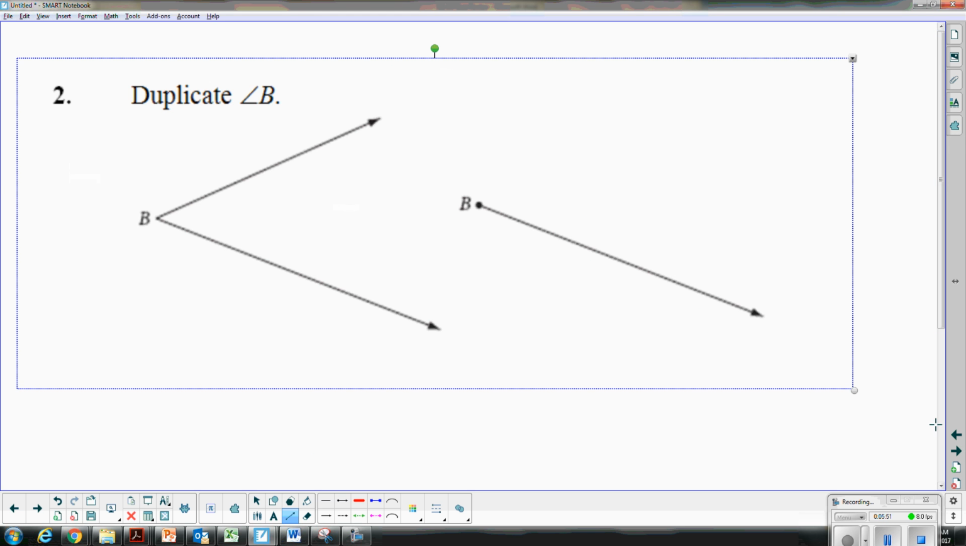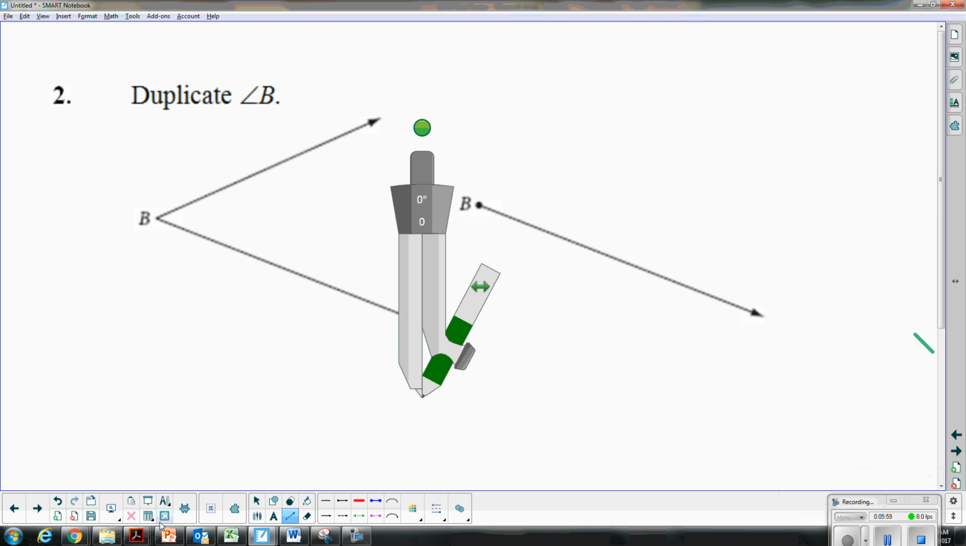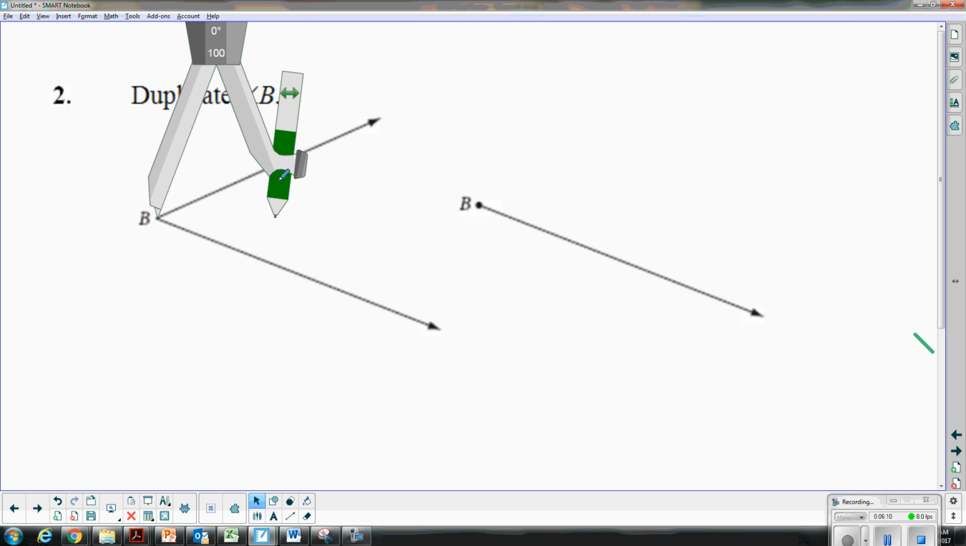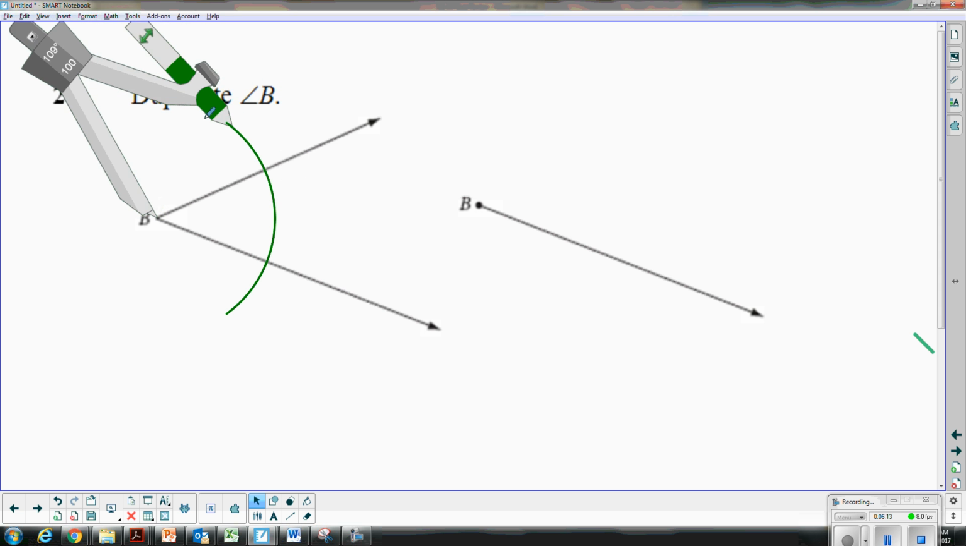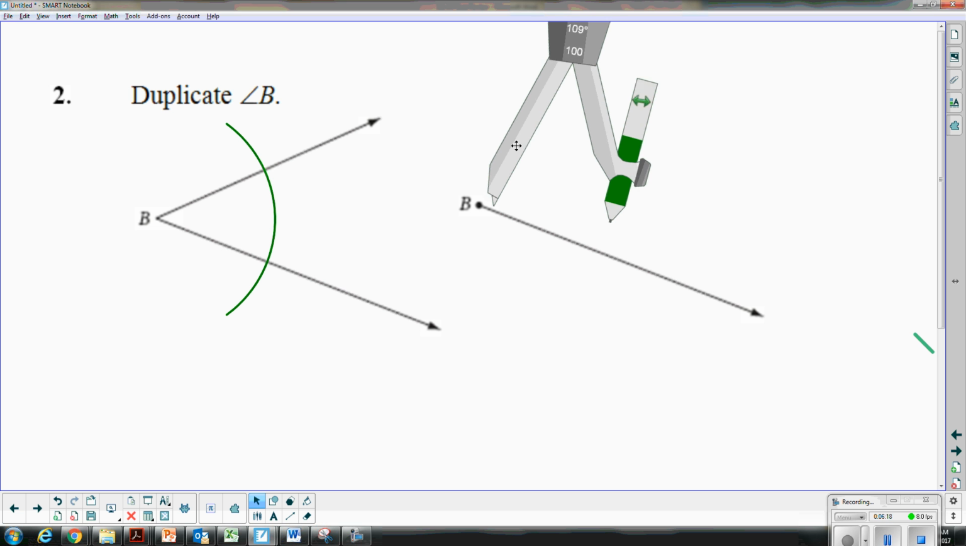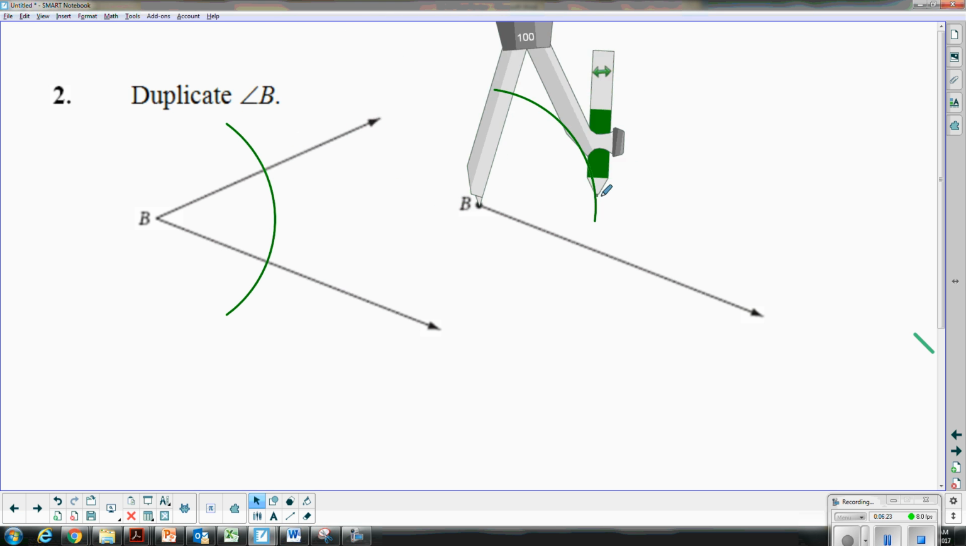Okay, the next problem is duplicating angle B. When we duplicate an angle, again, we're using our compass. We're not going to use our protractor to measure our angle. We're going to start at B and make some random arc. It doesn't matter how big or small it is, but it has to start at B. Then without changing your settings, you move on to that ray and do the same thing, just make an arc. Now this arc at angle B has to intersect both of those rays that form angle B.